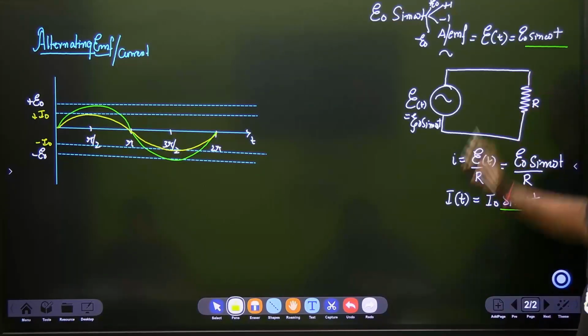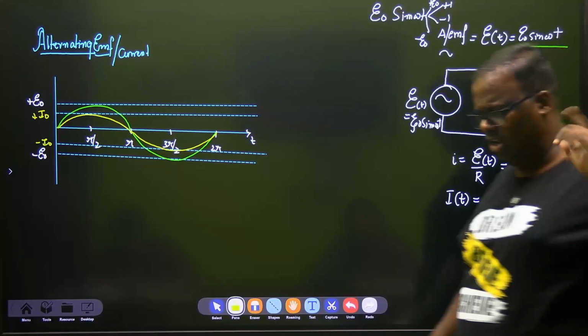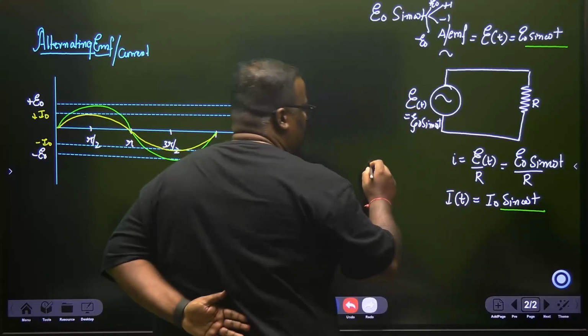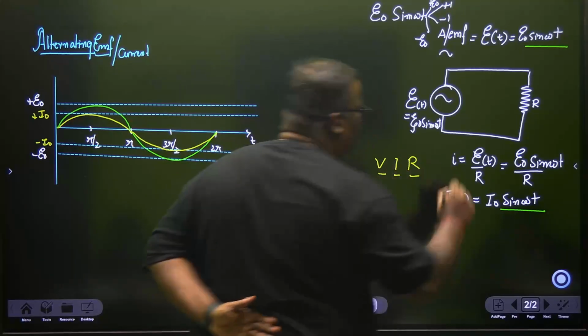Only when you have a resistance in the circuit and no other thing. Sir, what are those no other things? Well, let's go back to grade 10. In grade 10 we used to study about 3 things called V, I, R: voltage, current, and resistance.